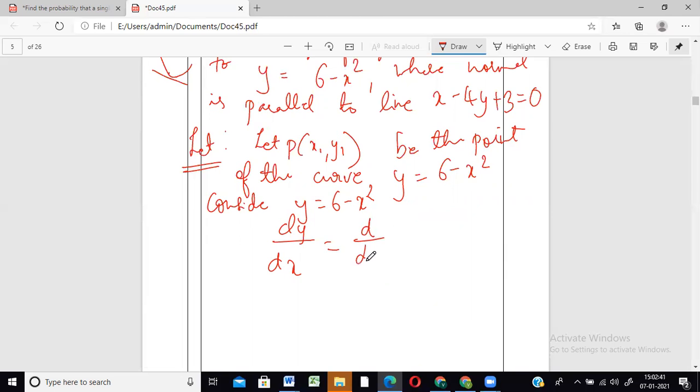This is nothing but d by dx of 6 minus x square. 6 ka derivative, it's a constant, so 0. Minus x square ka derivative, as I showed you, that's minus 2x, because you have a minus sign over here, right?